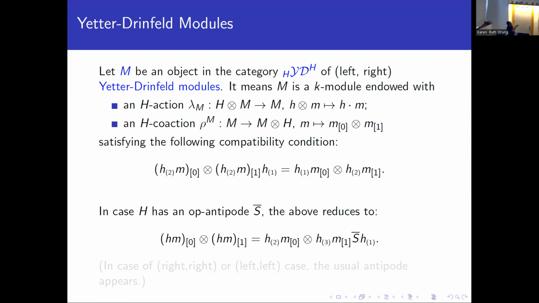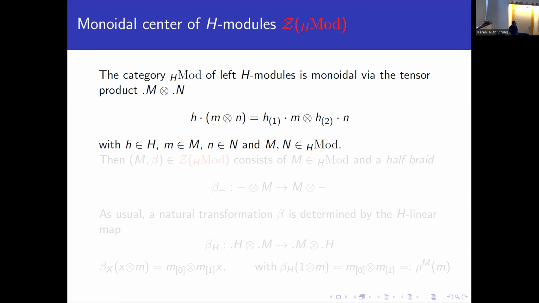And here, as usual, because I'm working on left-right Yetter-Drinfeld modules, of course you have four versions. But in case we have the right or left version, instead of the op antipode, the usual antipode will appear here. So on the other hand, we have the center of the monoidal category. Because H is a Hopf algebra or bialgebra, the category of H-modules becomes a monoidal category, where the tensor product is defined as the usual tensor product, and the H action on it is defined by the diagonal action.